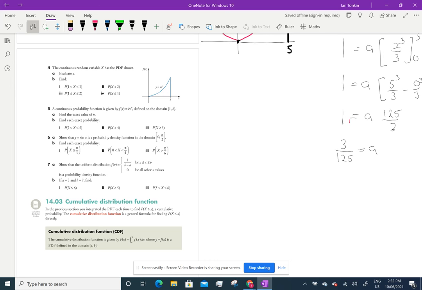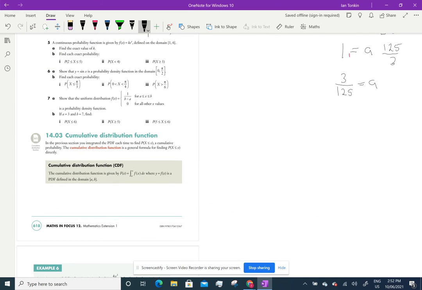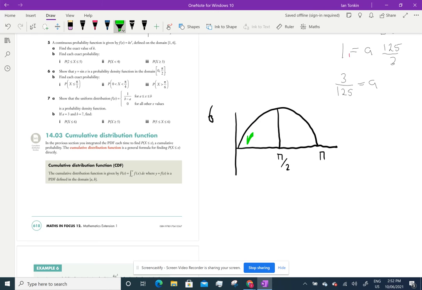There is one more that I want to do, and it's question six. And then you should have a go at it yourself and see how you go. So question six. It says show that y equals sine x. So I'm going to draw y equals sine x. And they want it from 0 to pi. There's 0, there's pi, and halfway, pi on 2. To show that this is a probability density function, I need to find the area from there to there.